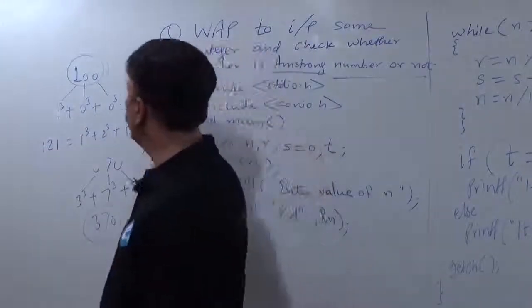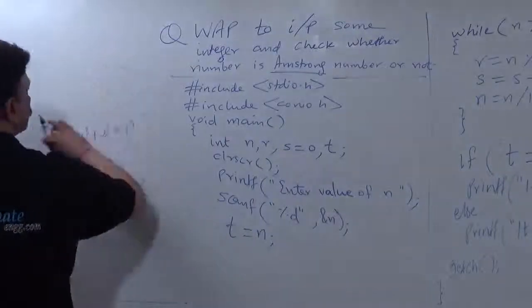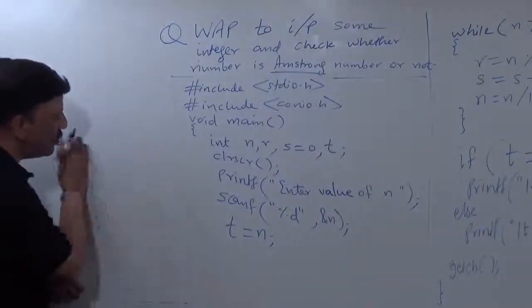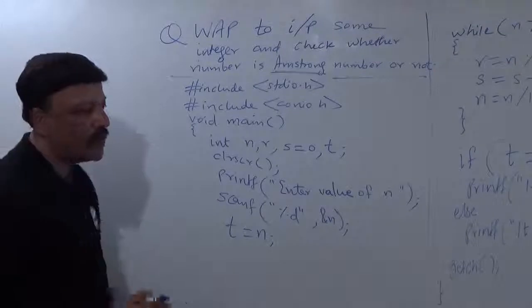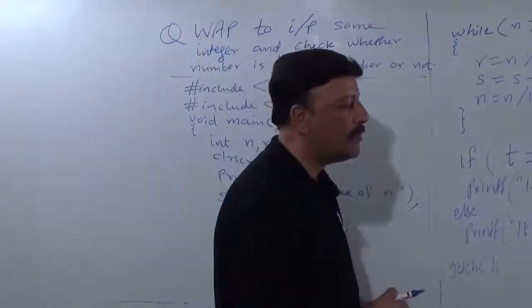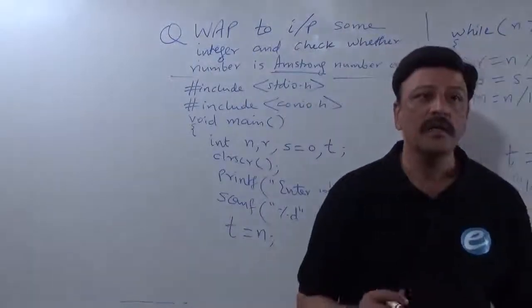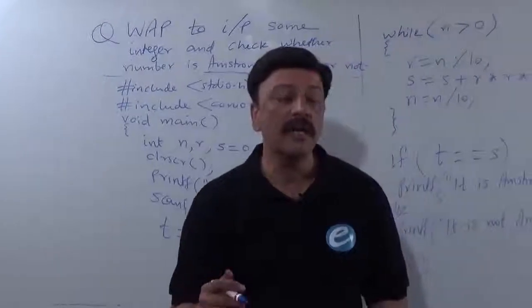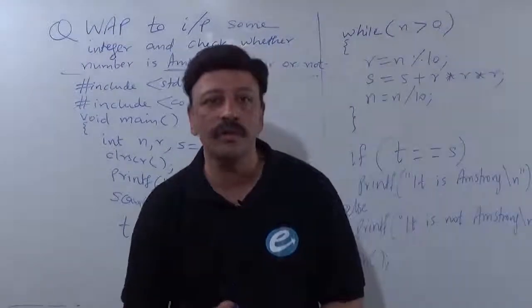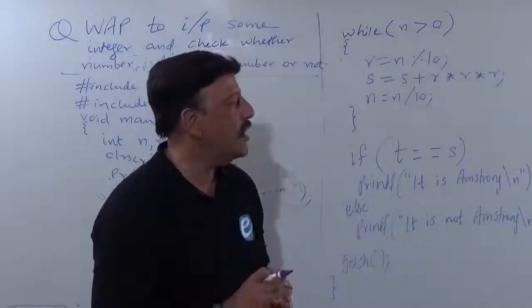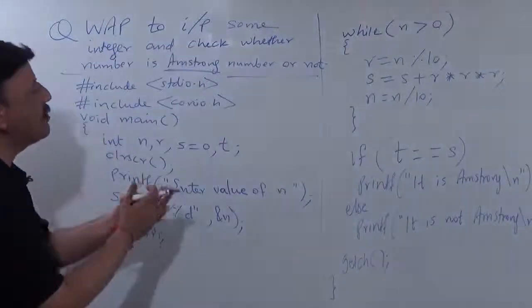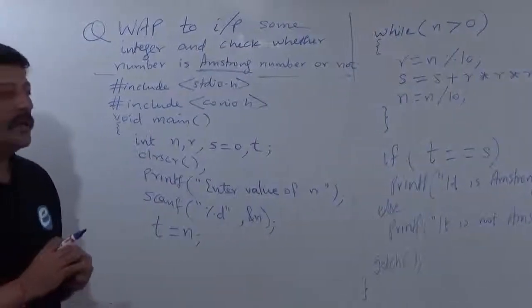So there are very few Armstrong numbers in this world. In number theory, there are very few Armstrong numbers. Some of the Armstrong numbers we can remember: 153, 370, 371 is also Armstrong. Just check it. So we have to input some number and check whether it is Armstrong or not.